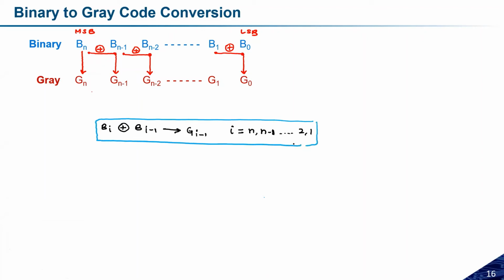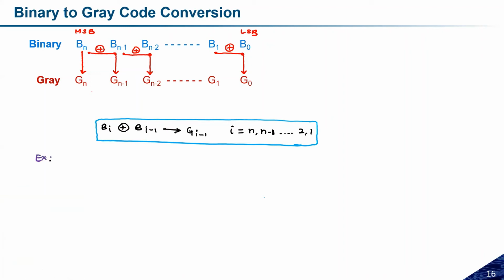Yeah, of course, one more thing: this formula is not valid for the most significant bit, because the most significant bit is as it is, which we are replicating. So this is valid for the other bits, not for the most significant bit. Okay, so let us take some example and try to solve something.